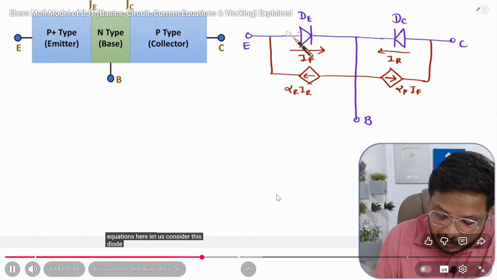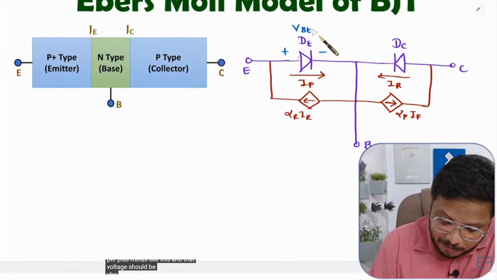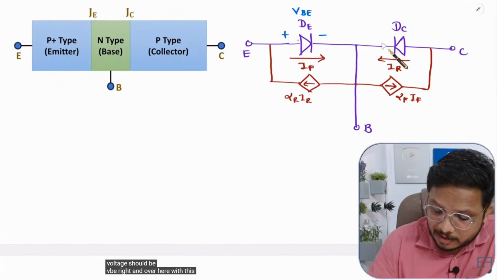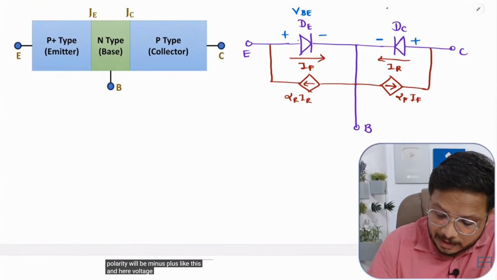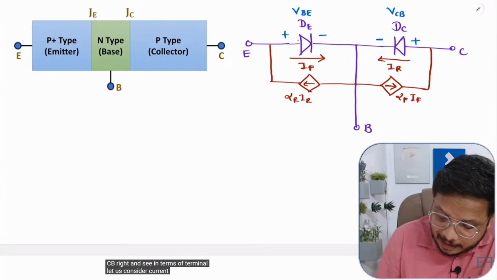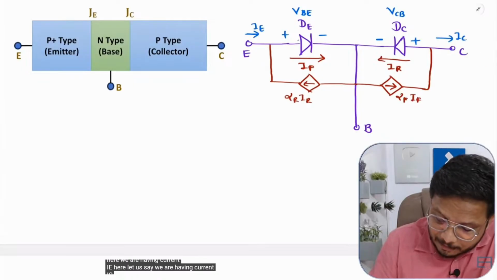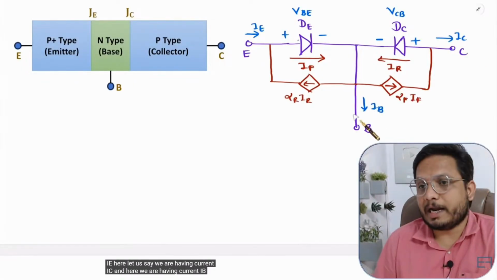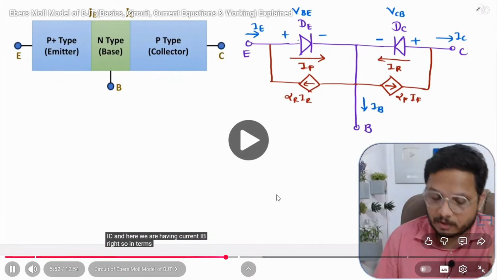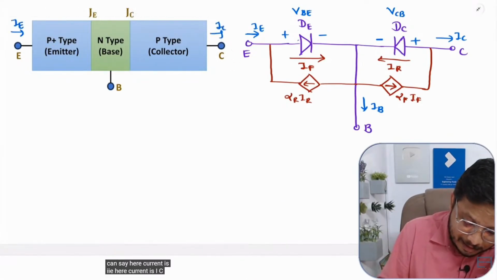Let us consider this diode, which has applied voltage with polarity plus minus like this, and that voltage should be VBE, right? And with this diode, the polarity will be minus plus like this, and here the voltage is VCB, right? In terms of terminals, let us consider current direction. Here we have current IE, here let us say we have current IC, and here we have current IB, right? So in terms of this transistor, here the current is IE, here IC, and here IB.